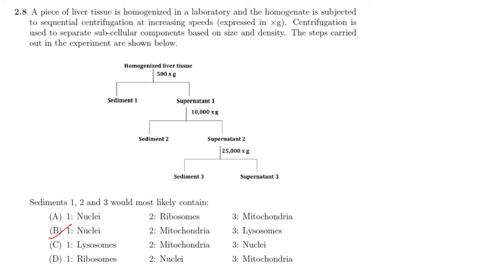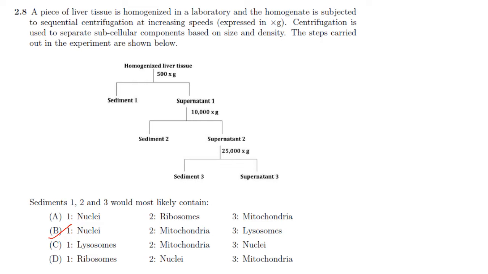So the greater the density, the faster it moves. Okay. So when homogenized liver tissue is centrifuged at 500 G, the heaviest subcellular component will settle fast. So it will be the nucleus, as per these options, that is nucleus, mitochondria, ribosome and lysosome. Nucleus is denser and it will settle fast.